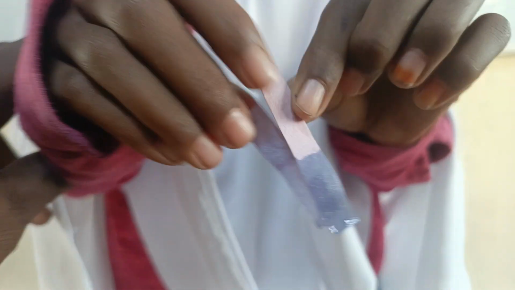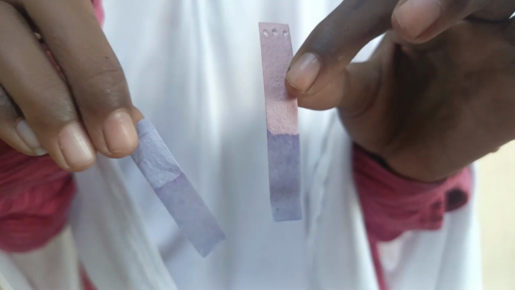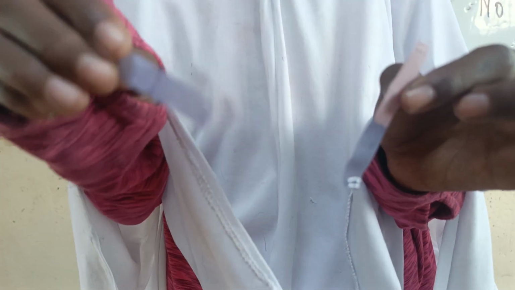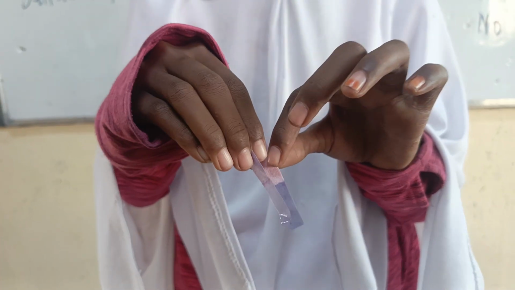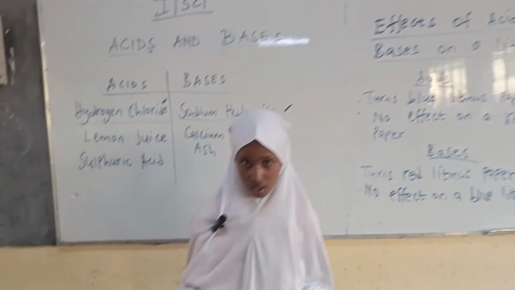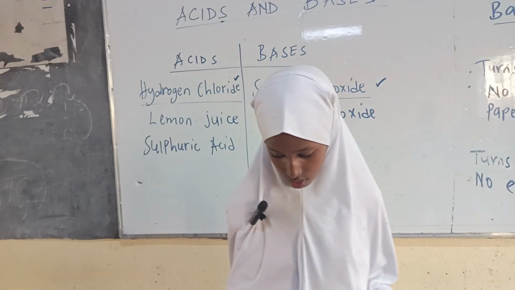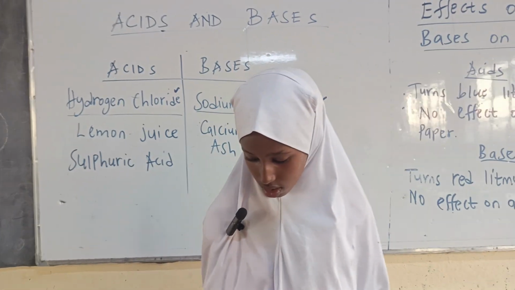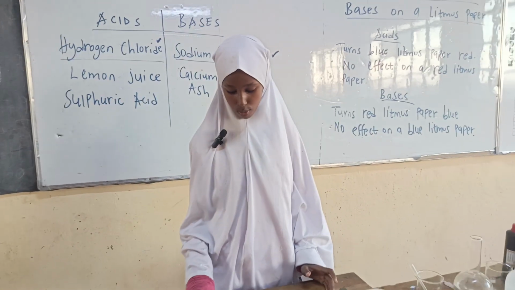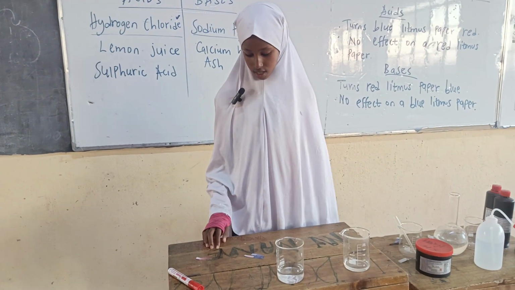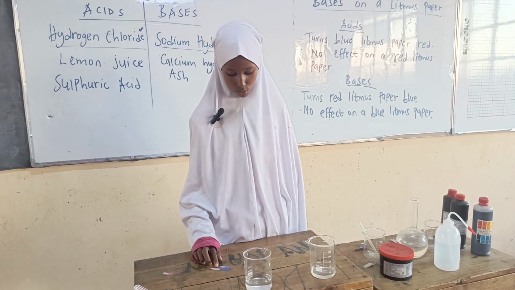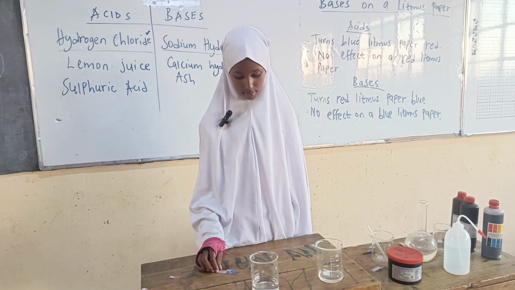Okay, let's see the effect it has on these two papers. So the red litmus paper turns blue while the blue remains blue. So we can learn that. What do we learn now about acids and bases on litmus papers? What effects have you learned? An acid turns a blue litmus paper red and has no effect on a red litmus paper, while a base turns a red litmus paper blue and has no effect on a blue litmus paper. Yes.